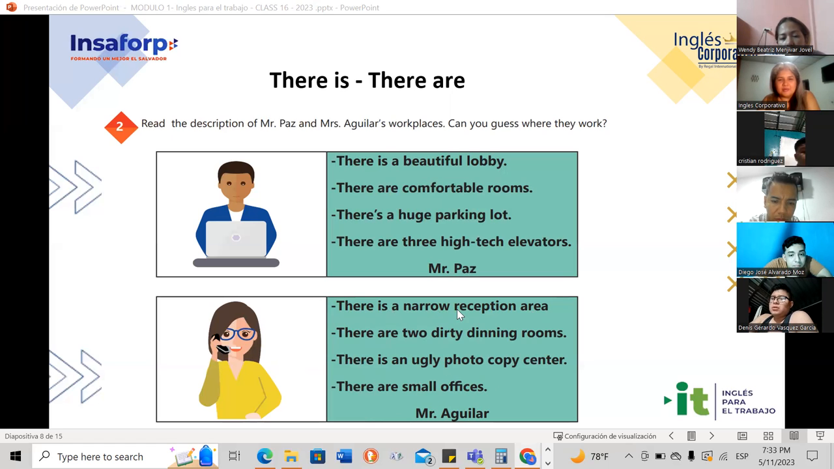Sí, tenemos como una pequeña recepción. Luego hay como unas salas sucias. Luego hay una fotocopiadora fea. General small offices. Y hay unas oficinas pequeñas. Recepcionista. Which place do you think that is?